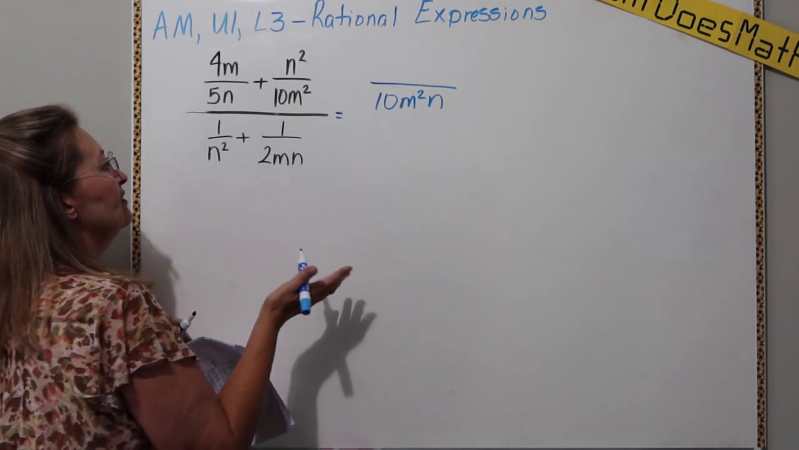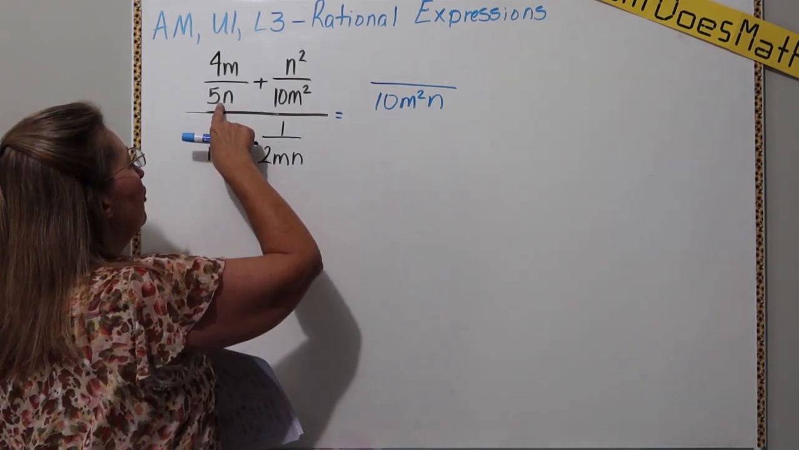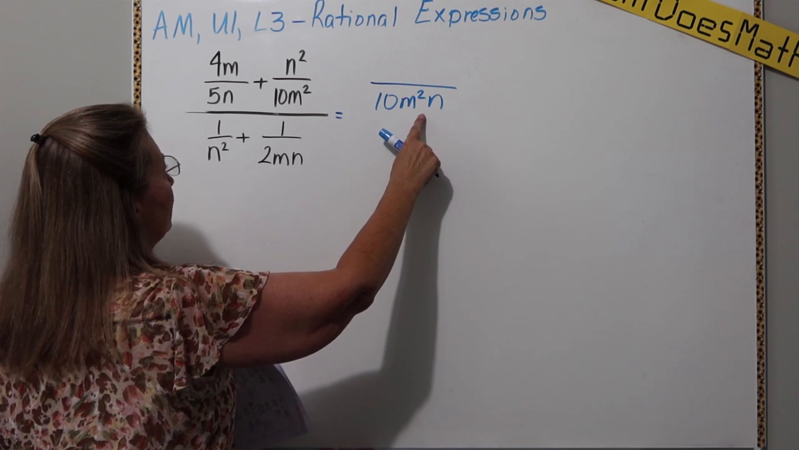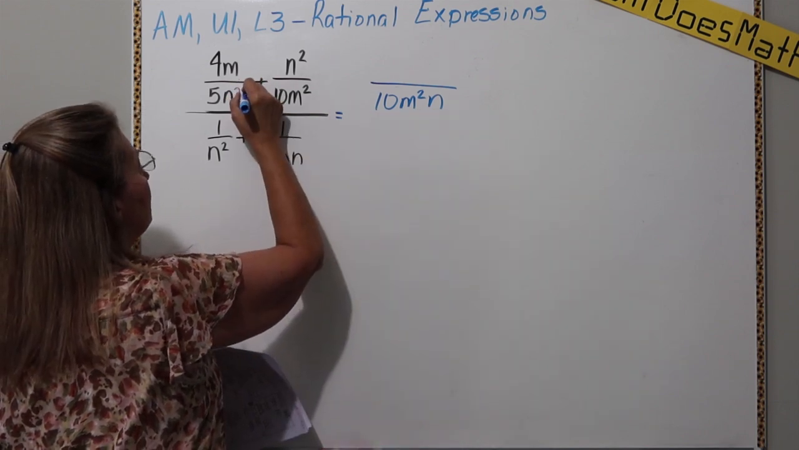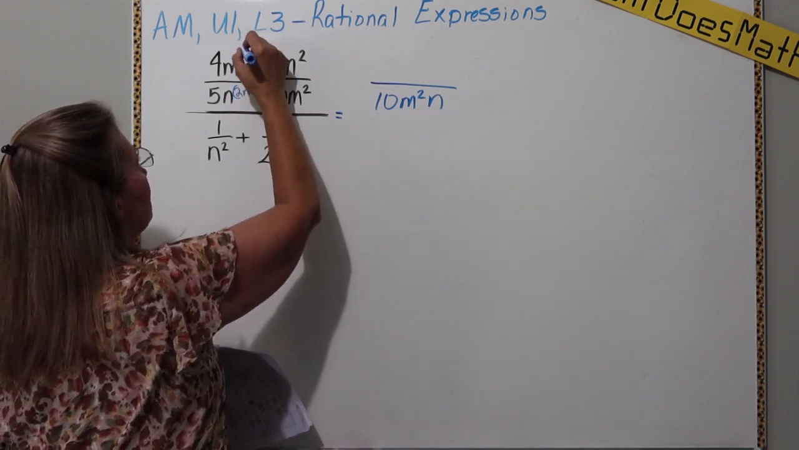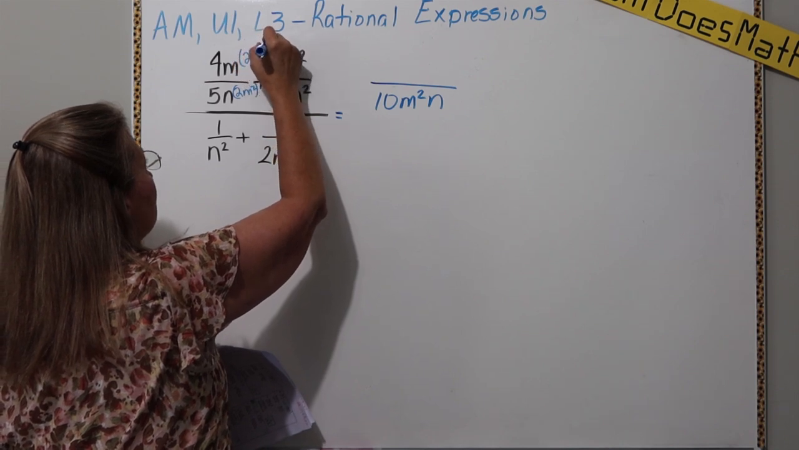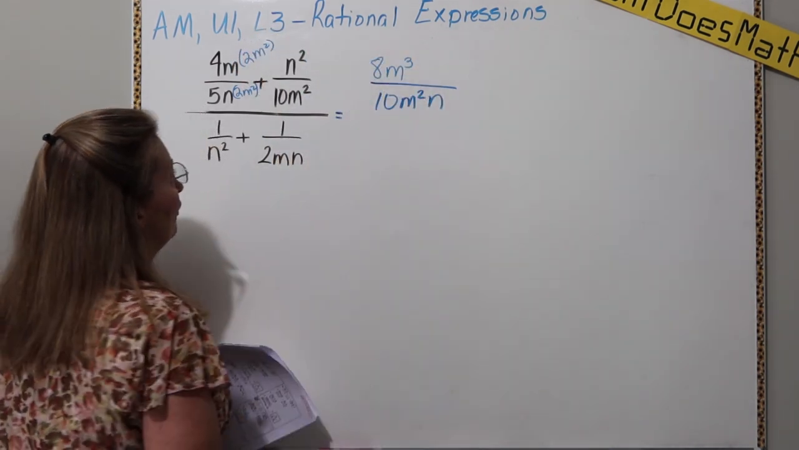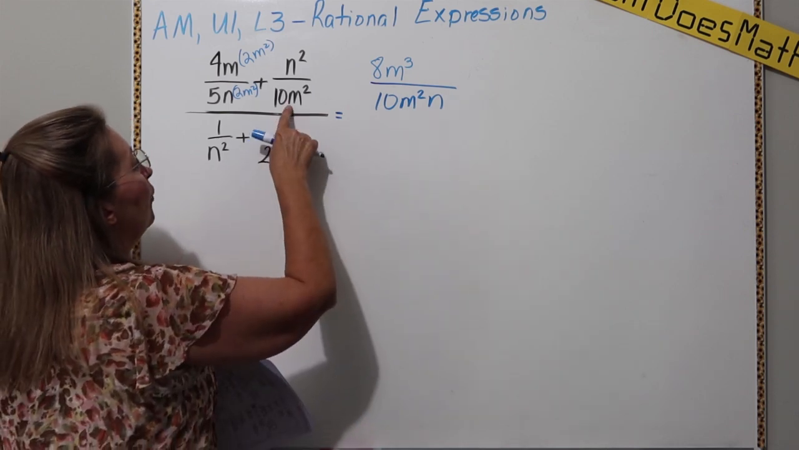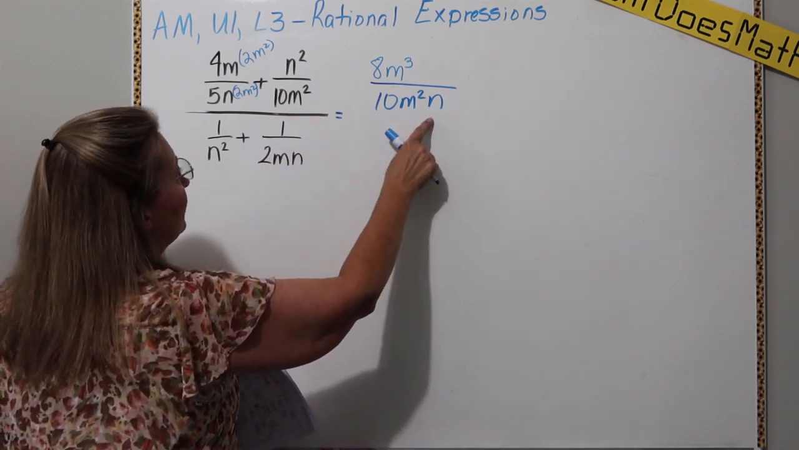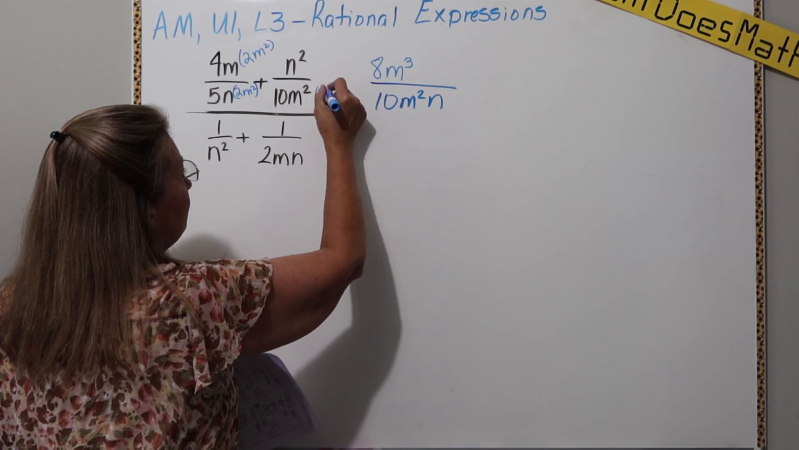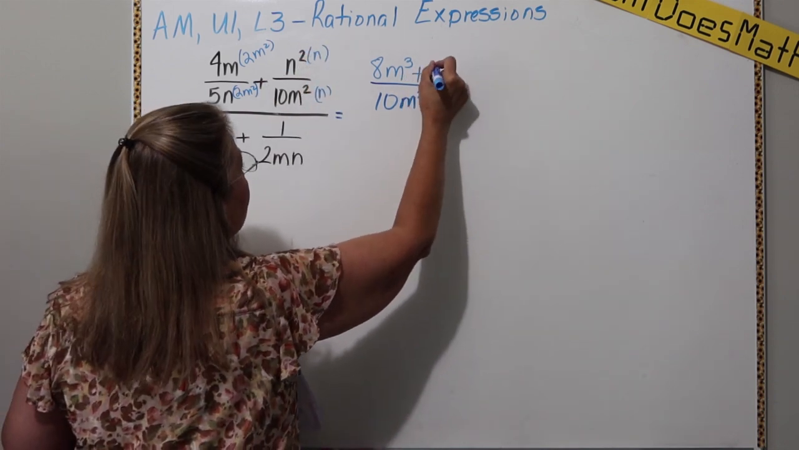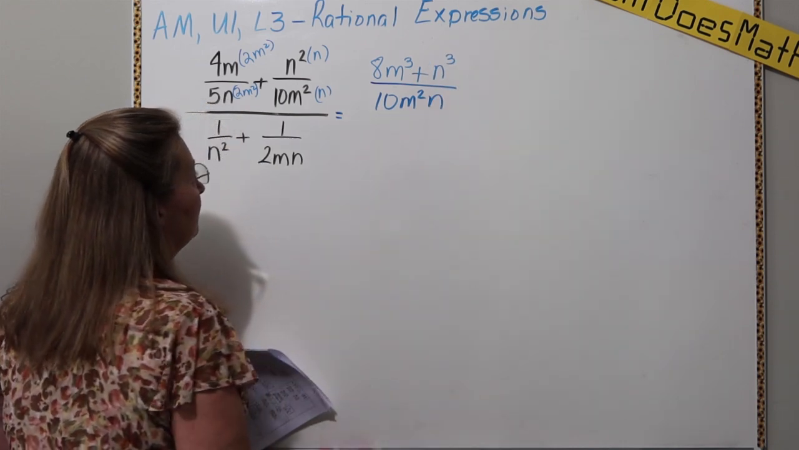All right, now let's adjust numerators. What do you multiply 5n times to get 10m squared n? Well, 2m squared. So we're going to multiply this times 2m squared, and that's going to give us 8m to the third. All right, what did you multiply this denominator by to get the new one? Well, times n. So you're going to multiply this times n. Here's your plus sign. So you've got n to the third up there.